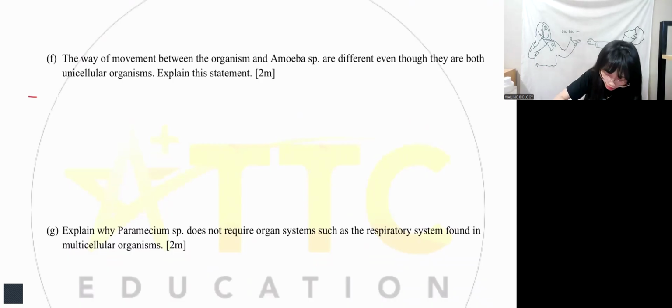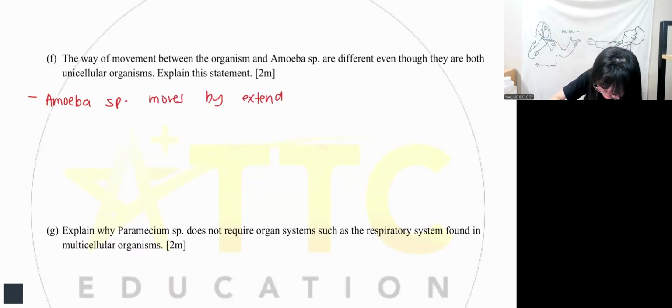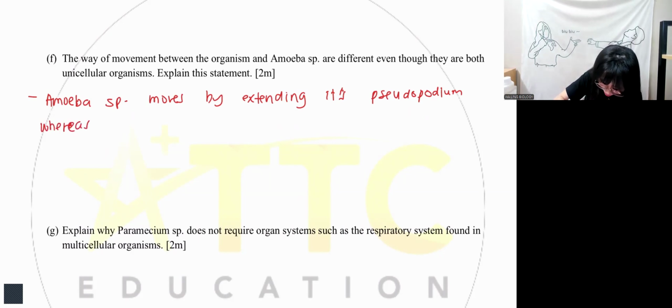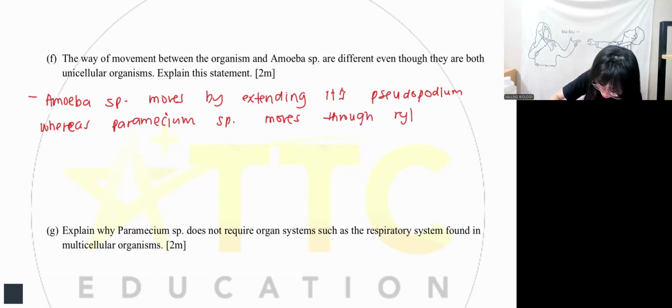Okay, one sentence. You have to say, amoeba species move by extending its pseudopodium, whereas paramecium species move through rhythmic beating of cilia.